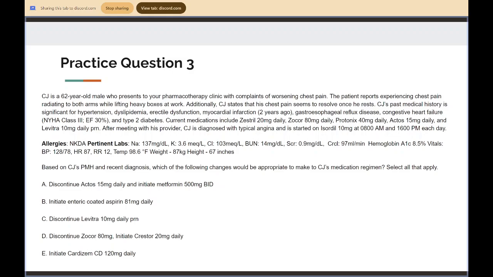Does anyone know the brand name for clopidogrel? Put that into the chat.